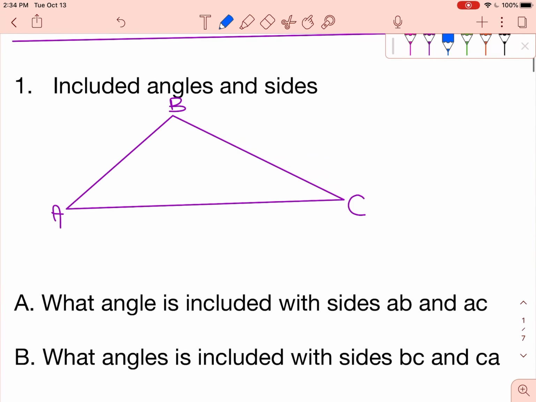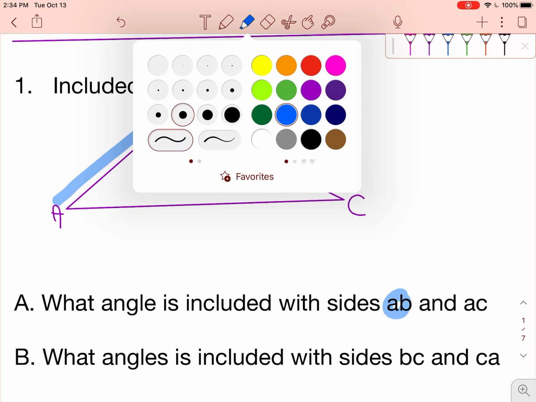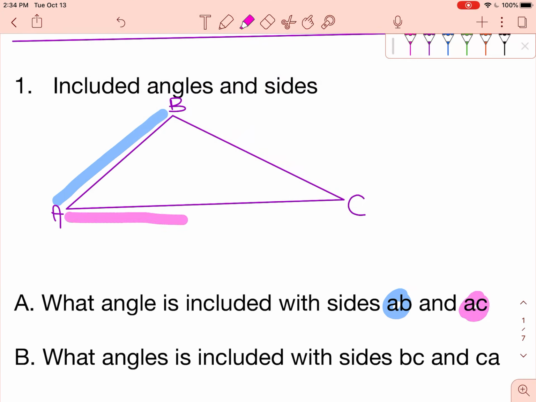So if you were looking at this triangle and I asked you what angle is included with side AB and side AC, what I would do is trace AB and trace AC, and I'm asking you what angle is included. If you were to smash those together, what angle is being formed by them? I know this is very obvious because they both have the letter in their names, but you should be thinking angle A is included. It's in between those 2 sides.